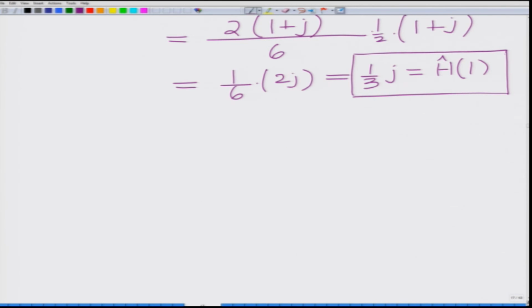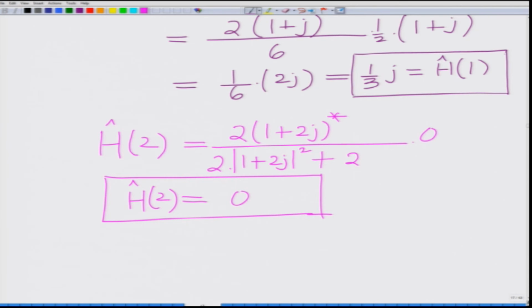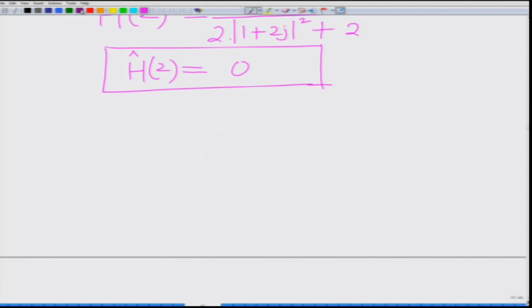Let us quickly do h hat 2 and h hat 3. So, h hat 2 is equal to twice 1 plus 2j, that is x2 conjugate, divided by twice L sigma h square, 1 plus 2j magnitude square, plus N sigma square. What is this? That is twice into y of 2, but y of 2 is 0. So, this is simply 0, you do not need to compute this elaborately, and the remaining one is h hat of 3.